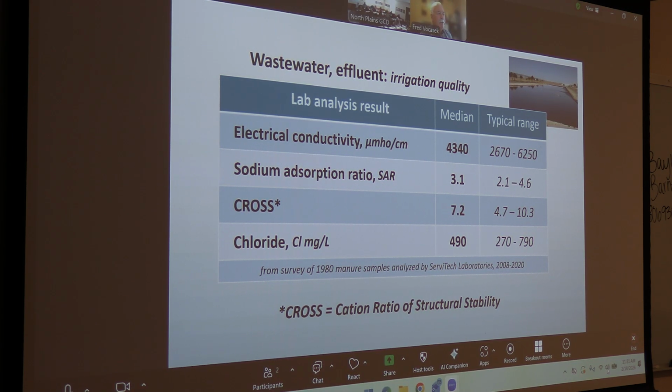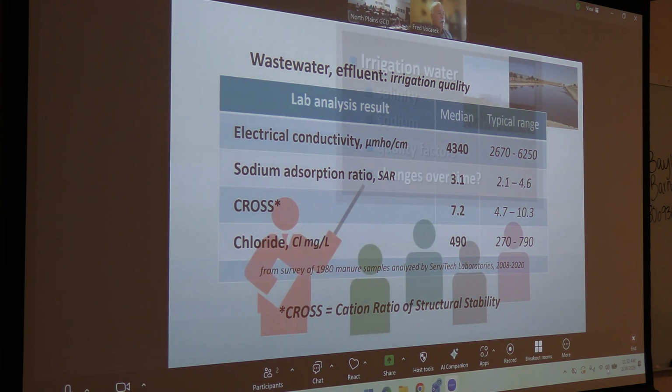It's not as bad. But there's been some research we found that excess potassium can start acting like sodium, and so these CROSS numbers may be important. So we need to kind of keep an eye on our soils, our sodium percentages in our irrigation fields that are irrigated with lagoon water. We do have high chlorides, and depending on the crop, most of the crops under effluent irrigation are not terribly sensitive to chloride, so it's there, but may not be a serious problem.